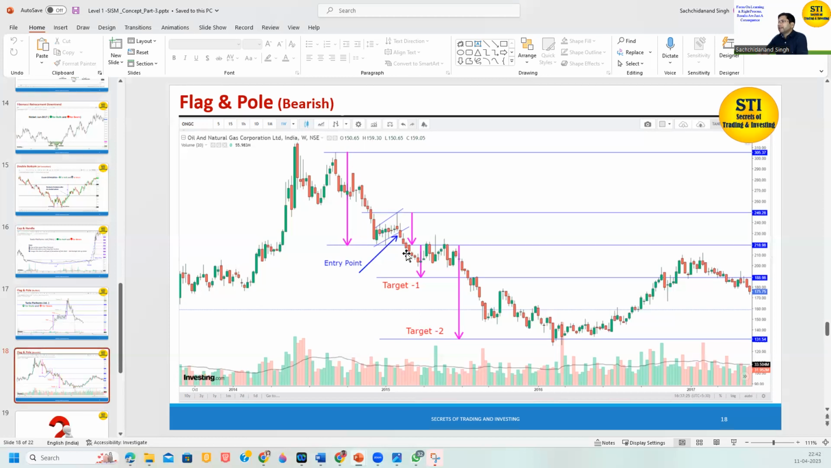And how to identify the flag? If you look at when the price reaches here, wherever I'm keeping this big pink arrow, it took a support from this place, and then it started moving up and down in a sideways direction.